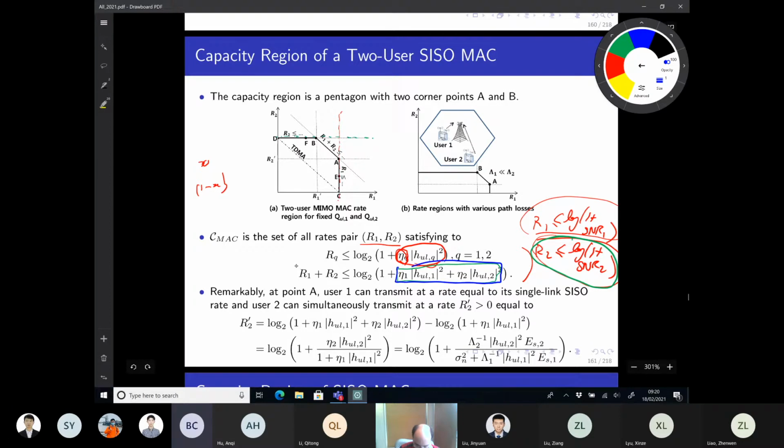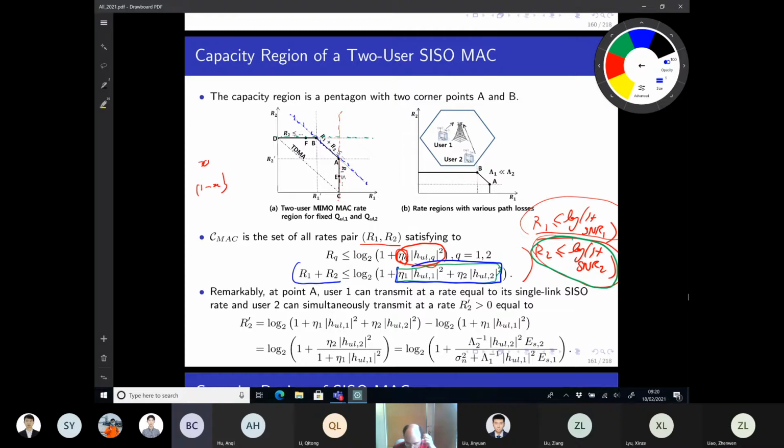And so here, this is given by, let me change that color, sorry. That's blue. So this is this relationship in blue here. It is actually this line here. The sum of the rate of user 1 and user 2 cannot be larger than the log of 1 plus the sum of the SNRs. Right. So with this, we end up with three inequalities.